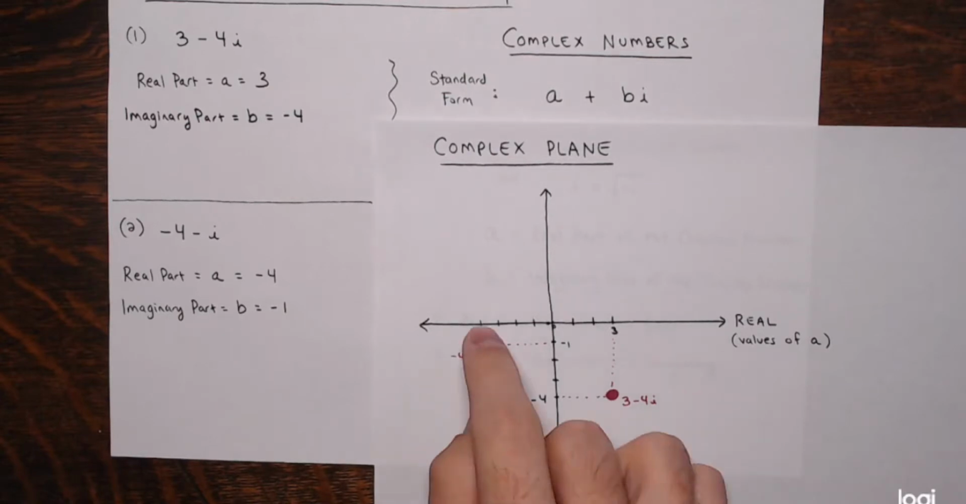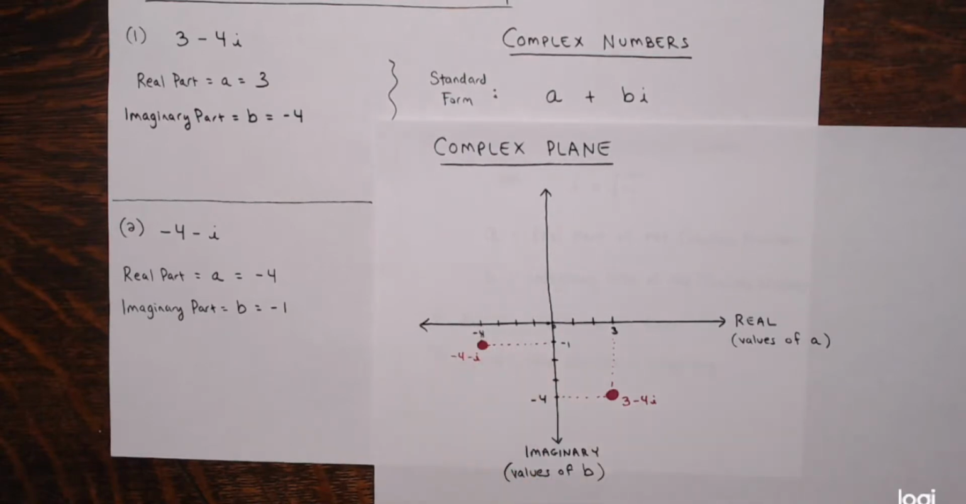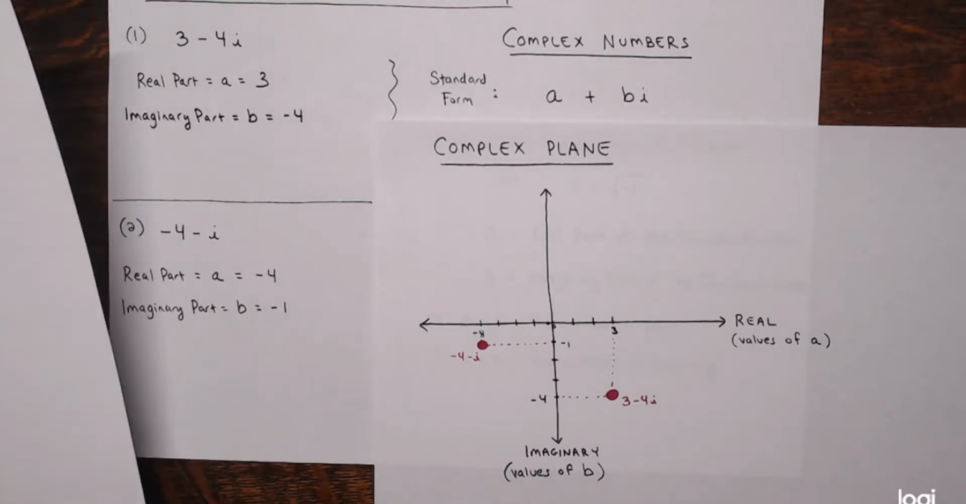Okay, and it's just like plotting the ordered pair negative 4, negative 1, with x value, y value on the xy plane. The only difference here is now these aren't ordered pairs. These aren't representing pairs of real numbers. These points are now representing a single complex number. That point there is one number, 3 minus 4i. That point there is one number, negative 4 minus i. All right, and I'll just do this with 2 more.